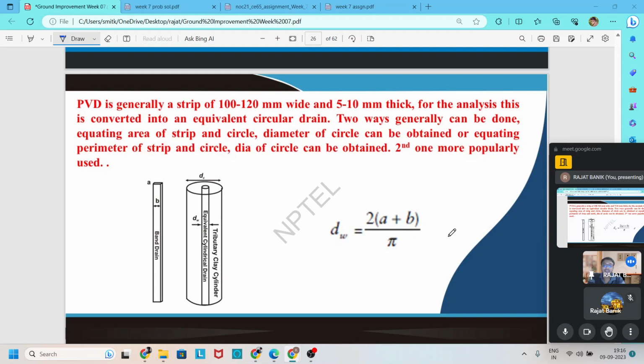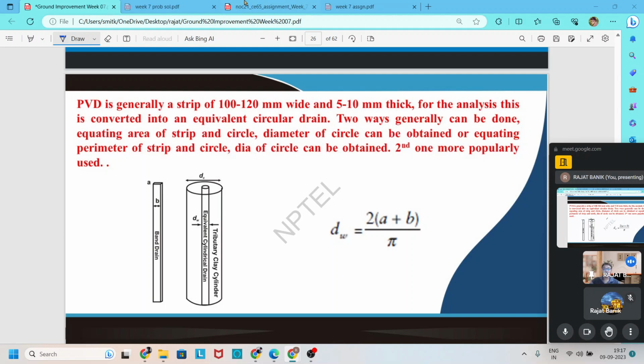It is said that the prefabricated vertical drain is generally a strip about 100 to 120 mm wide and 5 to 10 mm thick. And for the analysis, this is converted into the equivalent circular drain. That means if you see our three-dimensional consolidation theory, all the calculation regarding that consolidation is in terms of circular drain. So if we apply the prefabricated vertical drain, for calculation of the consolidation theory, we need to convert it.